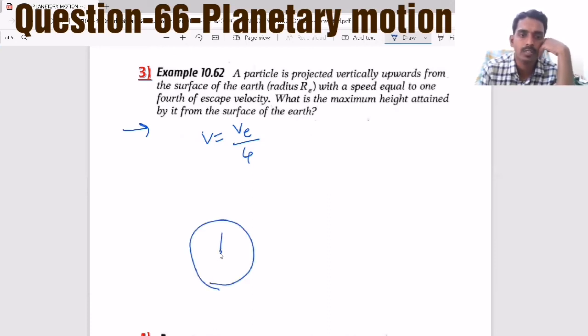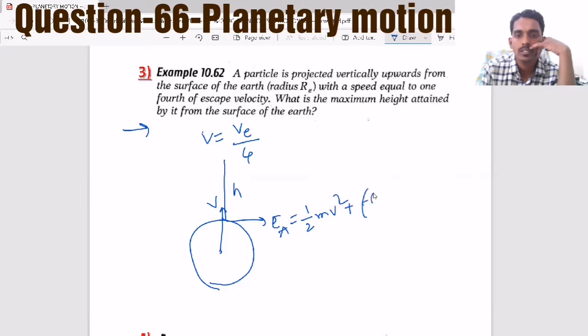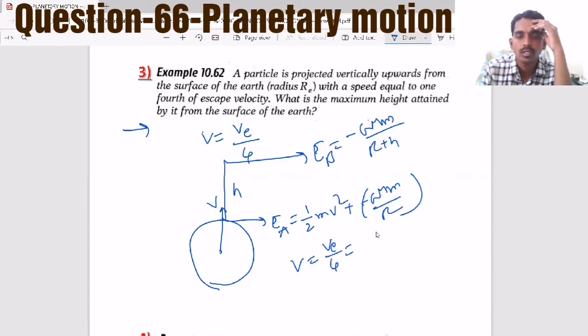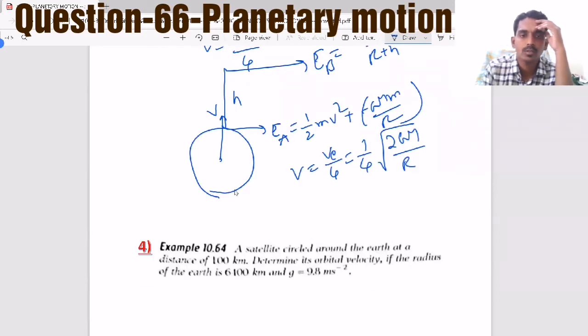So again the same concept: from the surface you are throwing with a speed so that it will go to some maximum height. Now here the total energy E_A is half mv square minus GMm by r. At the maximum height, the total energy will become only minus GMm by (r plus h). The h value we have to find. But here the v value is given as V_E by 4, that is 1 by 4 times under root 2GM by r. Now you just try to substitute.